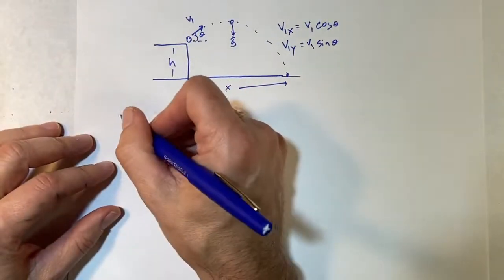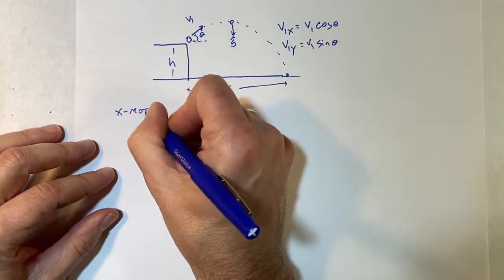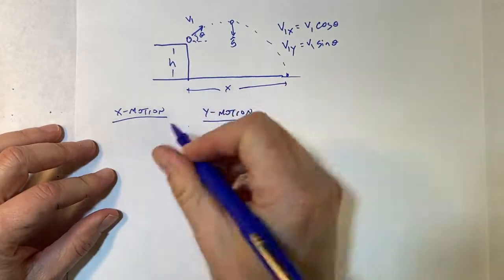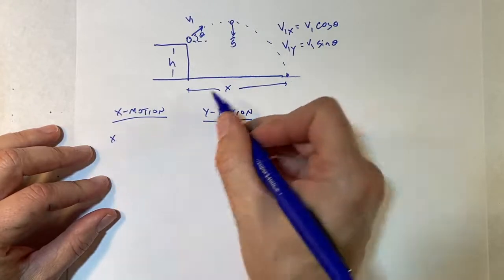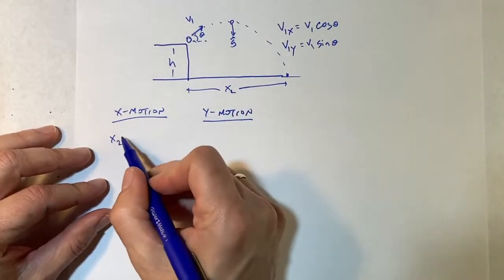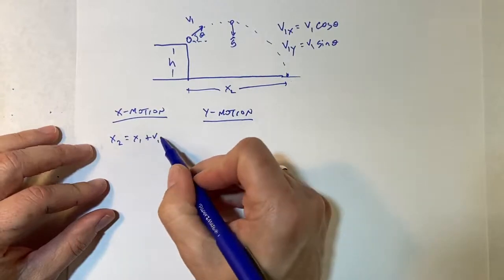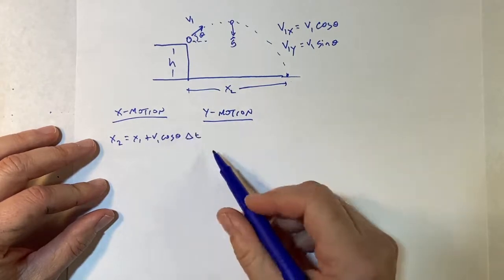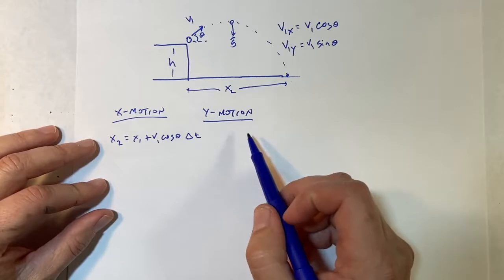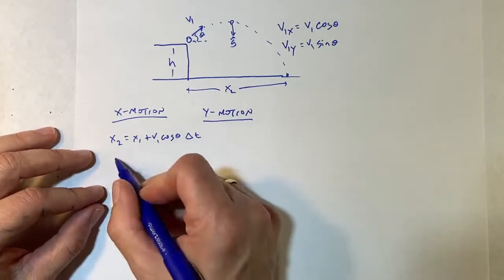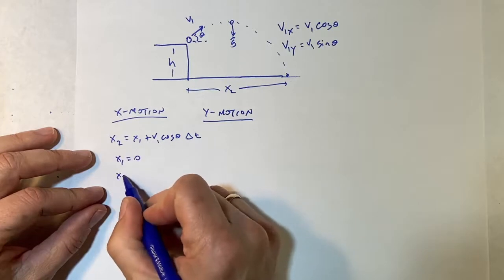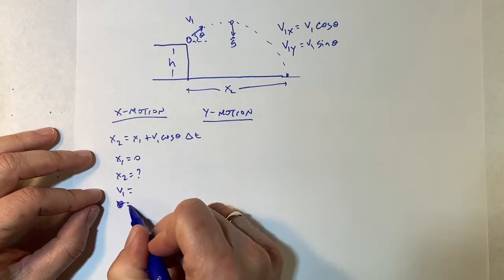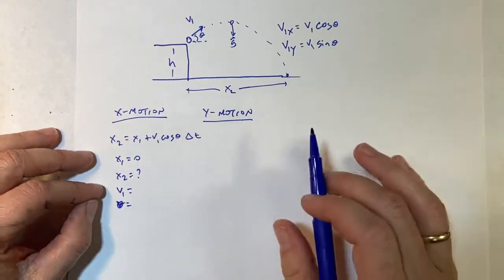So if you remember, I broke this into an x motion problem and a y motion problem. In the x direction, I have x, let's call this x2. x2 equals x1 plus v1 cosine theta delta t plus 1/2 ax delta t squared, but that's 0. So that's really the only equation that I want. So I know that x1 is 0, x2 I don't know. Let's say I do know v1 and I do know theta. I'm not going to say what they are right now. Okay, we're just going to solve it without those values.